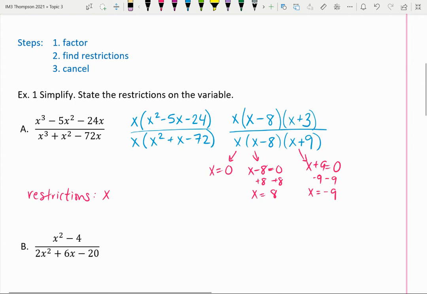Oh, this just gets written a little differently. I know that this whole expression falls apart if I were to plug in 0, 8, or negative 9. If I plug in 0 or 8 or negative 9, one of these factors turns to 0, and I cannot divide by 0. It does not exist. It's undefined. So my restrictions on x are these 3 values. x cannot be negative 9, x cannot be 0, x cannot be 8.